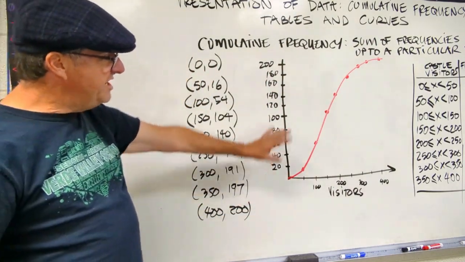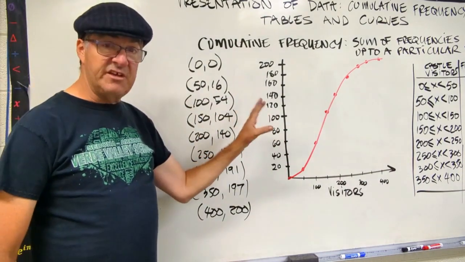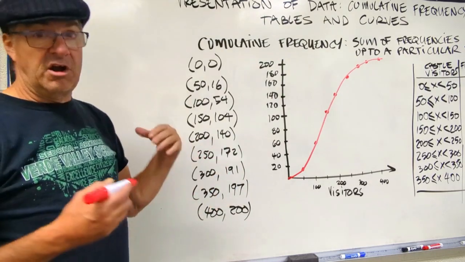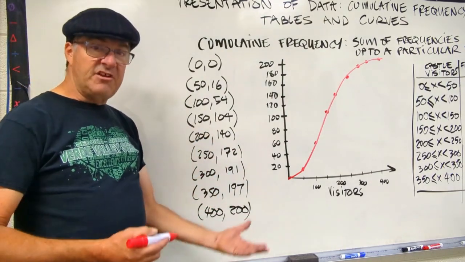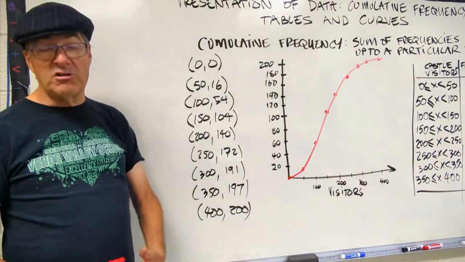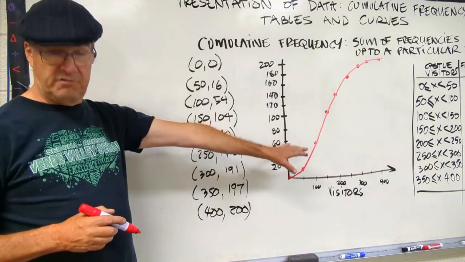So now I can read off of this graph, and in our next lesson, we're going to do a bunch of different things using these graphs. We're going to be able to tell our median, our quartiles. We're going to be able to calculate our interquartile range. We're going to be able to analyze whether or not we have outliers. There's going to be a bunch of stuff we can do based on this cumulative frequency graph.